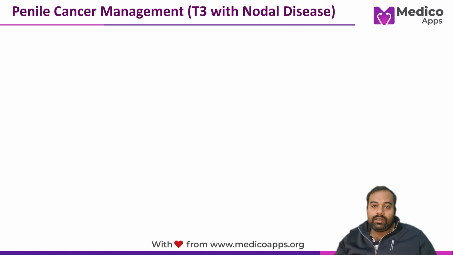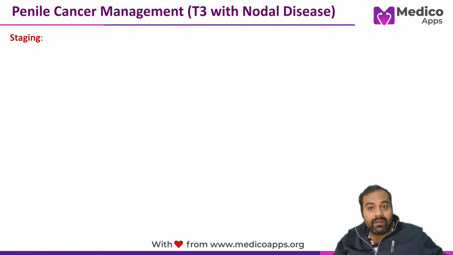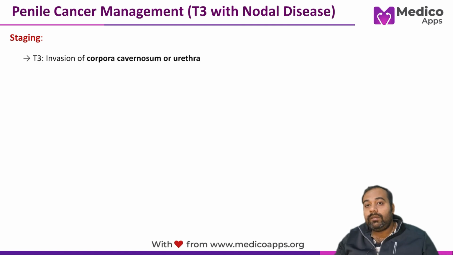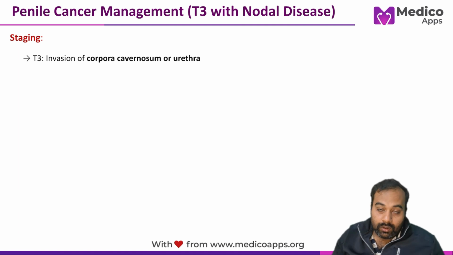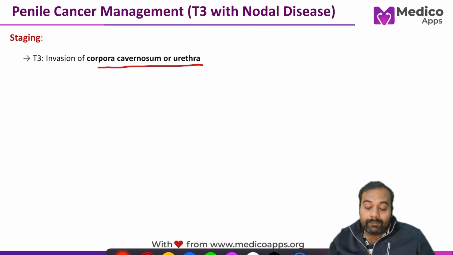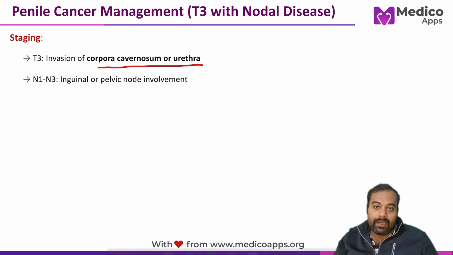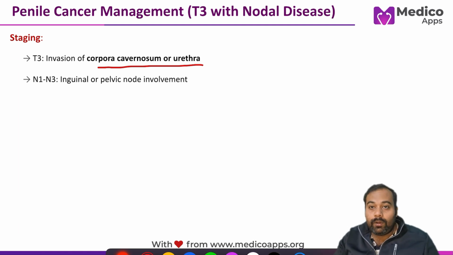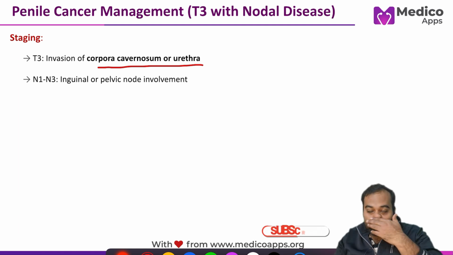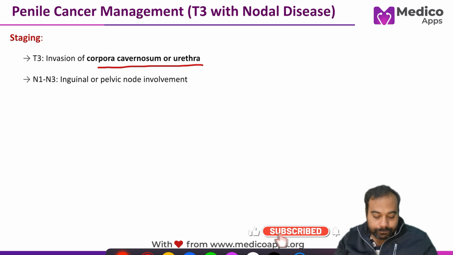Okay, so in this question they have provided us the information of penile cancer with a T3 disease, with a nodal disease, right? So your T3 means, according to the TNM classification, involvement of the corpora cavernosum or the urethra. The possibility of both is there, right? Then we have the nodal disease, so it could be either N1 up to N3 depending upon the severity of the involvement. So it could be inguinal lymph node or it could be a pelvic lymph node involvement, right?